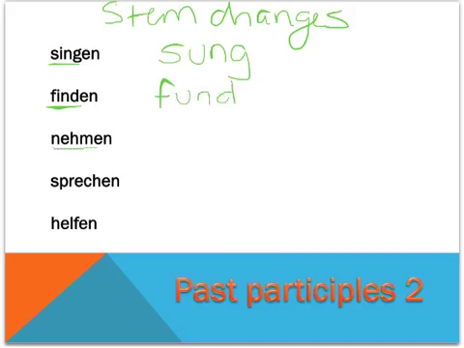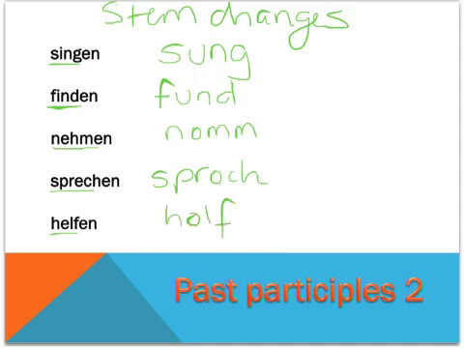In nehmen, meaning to take, it's totally different. It becomes nom. Sprechen, to speak, the stem becomes sproch. And helfen, to help, the stem becomes holf. So these are the bits that you actually have to learn. The rest of the formation of the past participle is just normal.